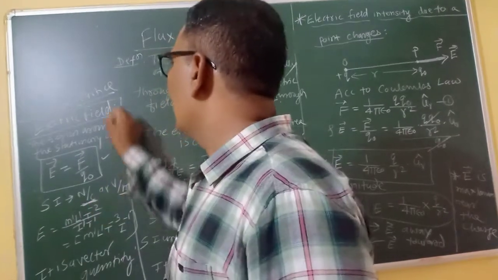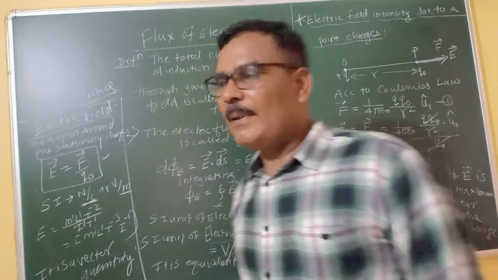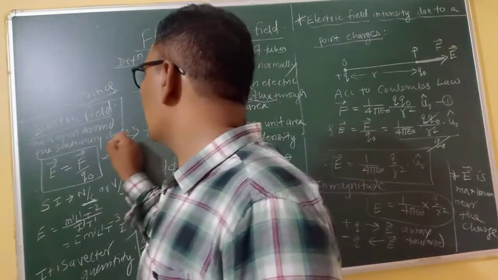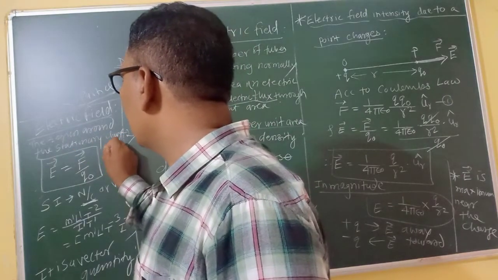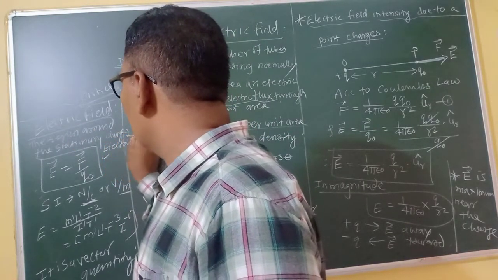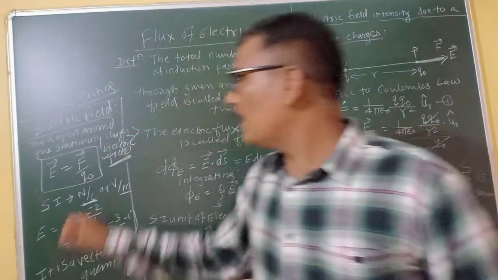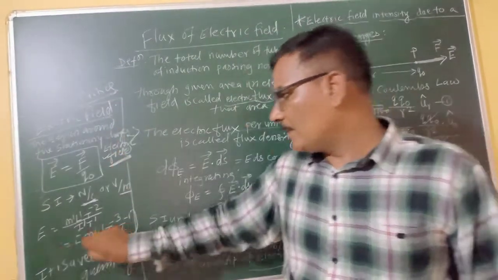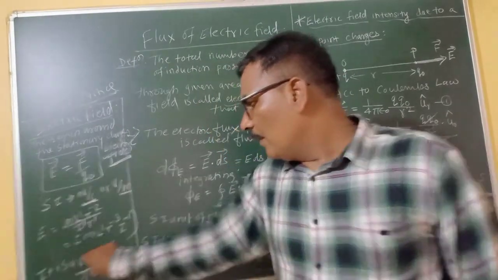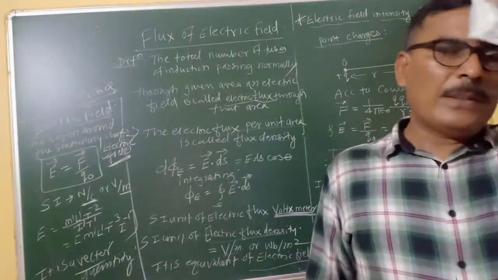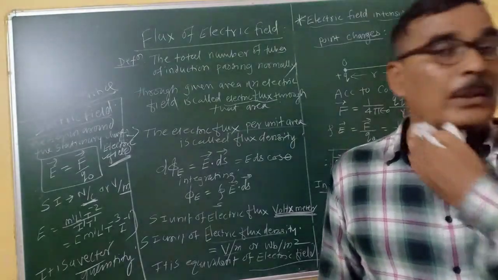Which particle does it deflect, or the region around the stationary charge is called the electric field. These points are important. For multiple choice: alpha particle, electric field, charge and dimension, and it is a vector quantity. These four points are important for multiple choice questions.